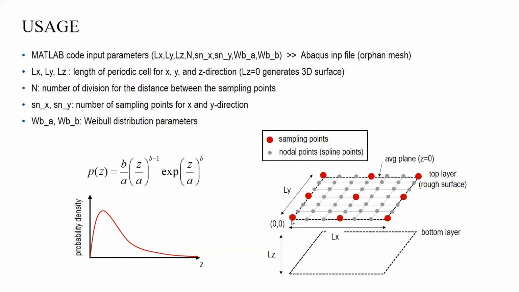Okay, first the sampling points are generated with the inverse transform sampling method. Inverse transformation sampling is a method to generate random values from a desired probability distribution. I will not go through the details, but anyway, the sampling points are generated first, and those points are spline interpolated, with the gray dots here. And after that, nodal numbers and element numbers are assigned in the MATLAB code, and it will eventually generate an ABAQUS input file, which contains node and element information.